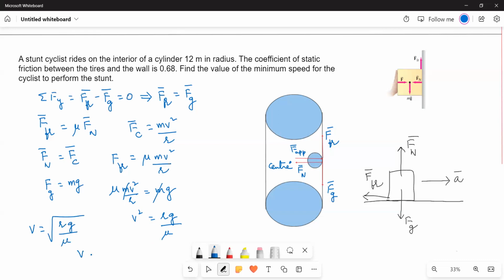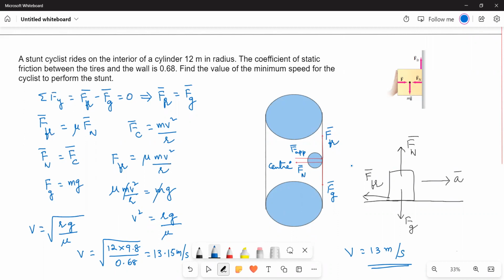Now let us plug in the values. r is 12 meters, g is 9.8, and mu is 0.68. This gives the value 13.15 meters per second. Therefore, we will round off, v is equal to 13 meters per second. That is the answer.